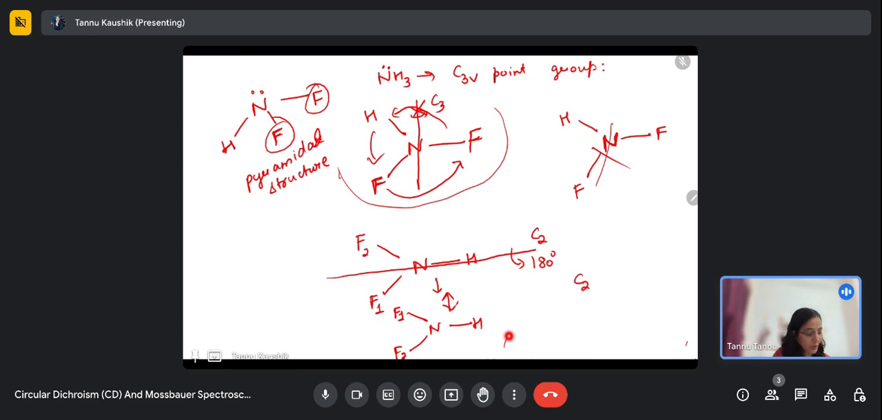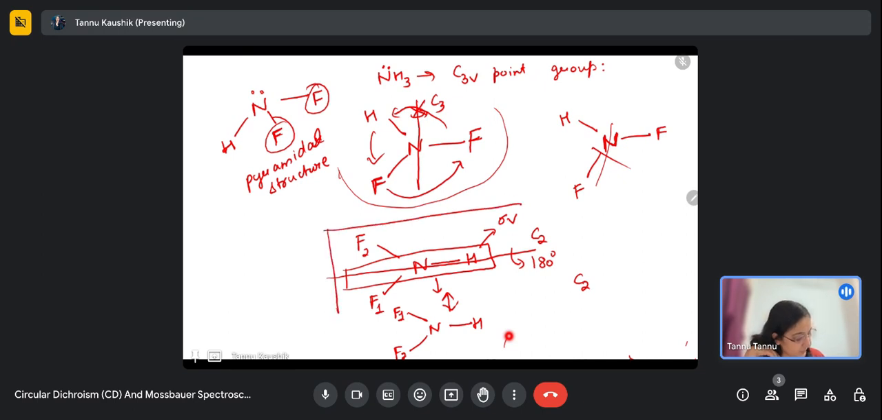Now we will have to find out whether it has a horizontal plane in this molecule. Perpendicular to this, if we draw a plane, then we won't get an equivalent configuration. Instead, we have a sigma v plane which is passing through this C2 axis of rotation. So we have this sigma v, and also we have the molecular plane of this molecule, which is the plane of the board. So we have two sigma v. So based on this, we get the C2v point group in this molecule.